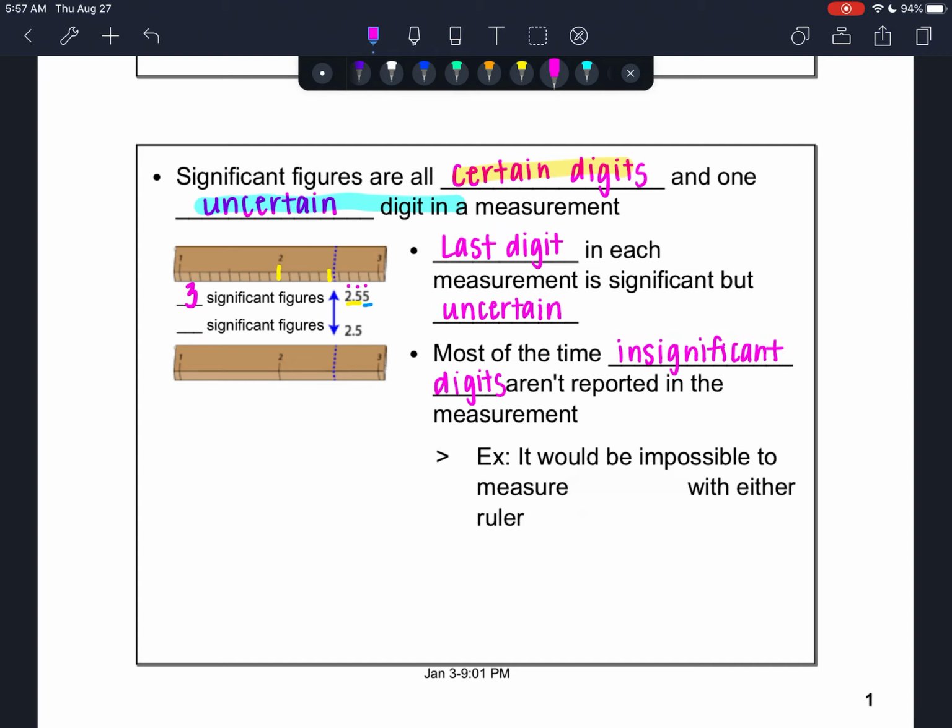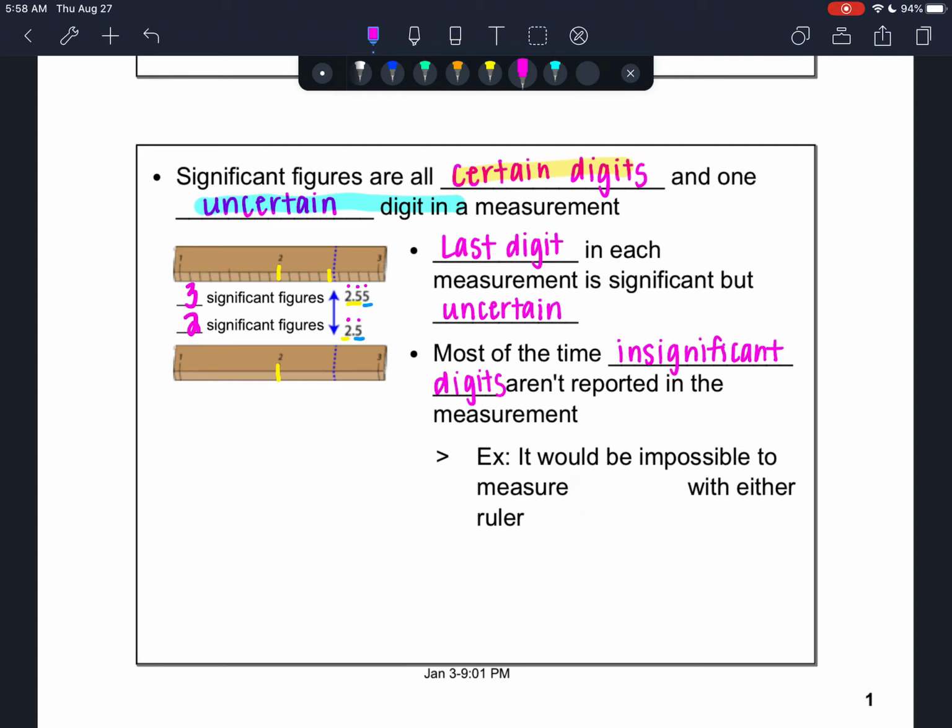Now with the ruler on the bottom, what's going to be different? Well, this blue dotted line I know is at least 2 because it comes past the second tick mark. But beyond that, I'm not entirely sure because there aren't tick marks to help guide me. So everything I make in my measurement from here on out is just going to be an estimate. So it looks like this blue dotted line is about halfway between 2 and 3. So I could reasonably estimate that this is 2.5. Now this measurement only has 1 certain digit and 1 uncertain digit. So it only has a total of 2 significant figures.